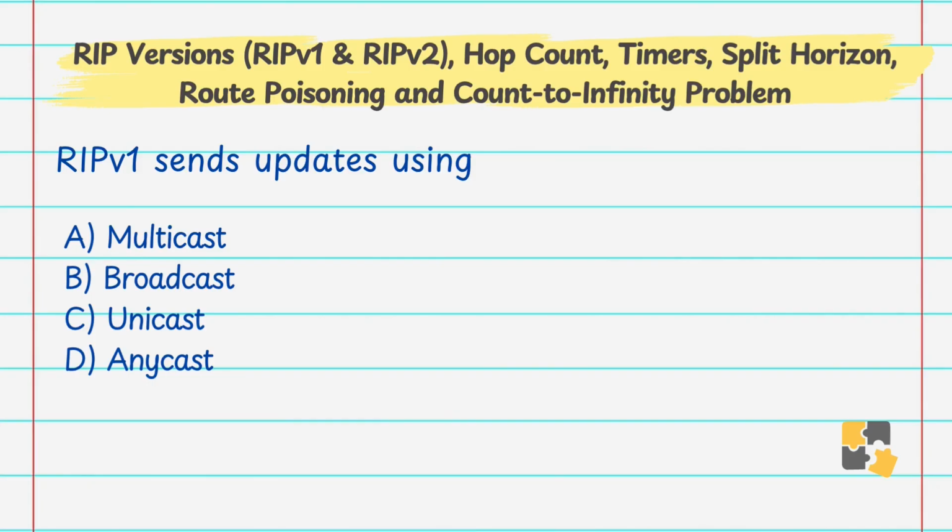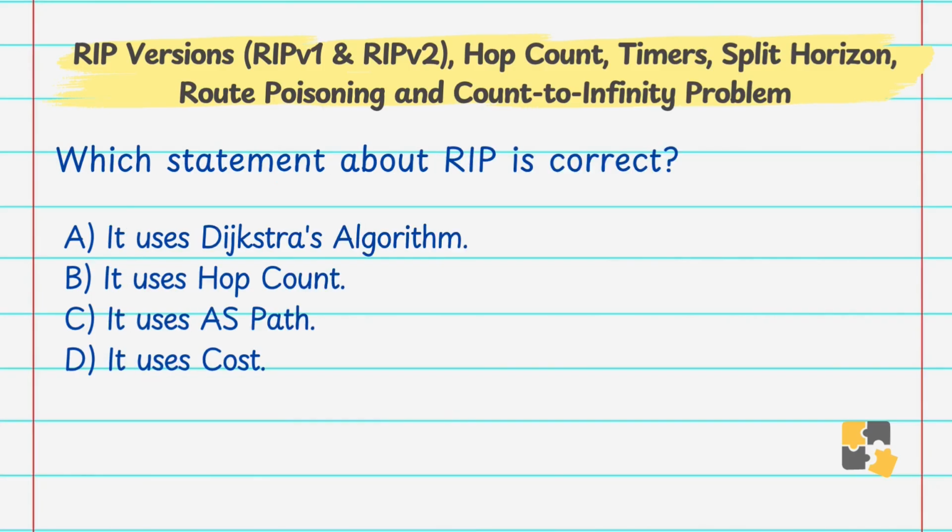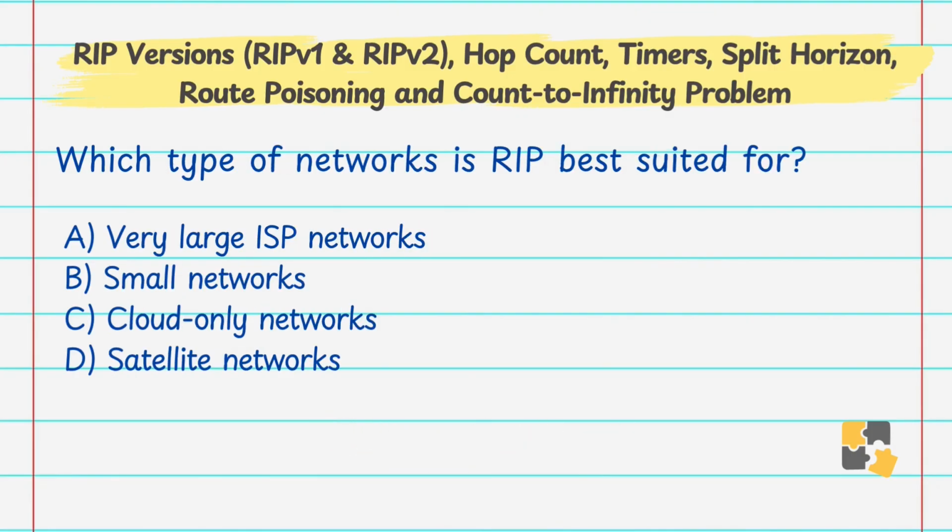Which statement about RIP is correct? A. It uses Dijkstra's algorithm, B. It uses the hop count, C. It uses AS path, D. It uses cost. Answer is B. It uses hop count.